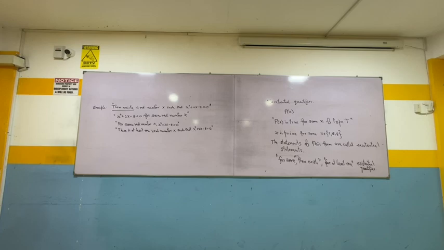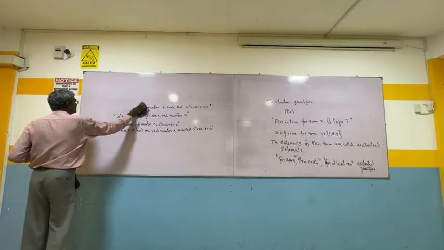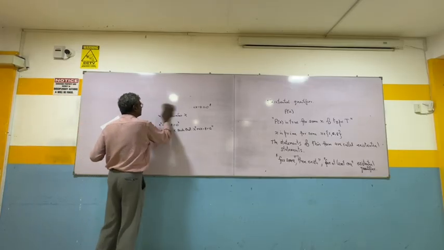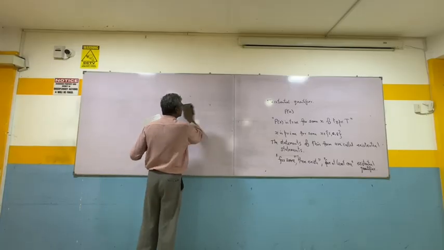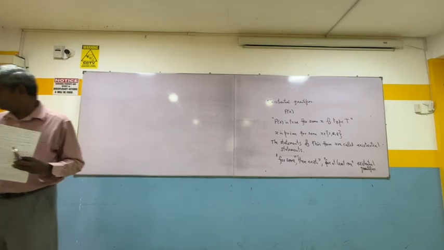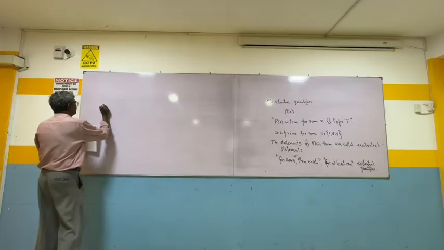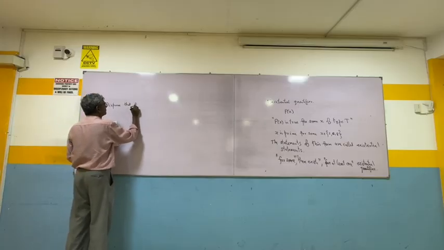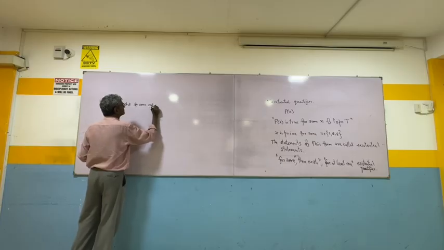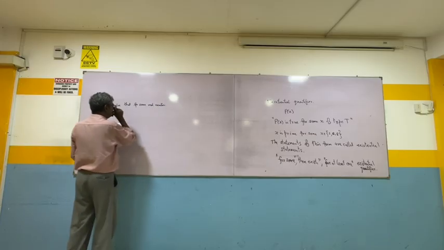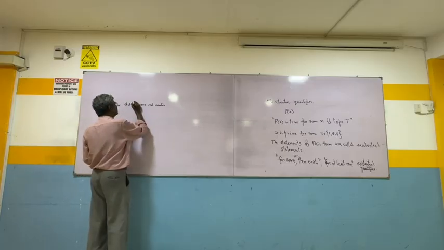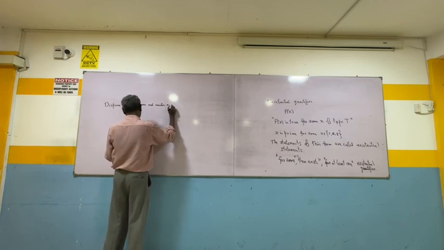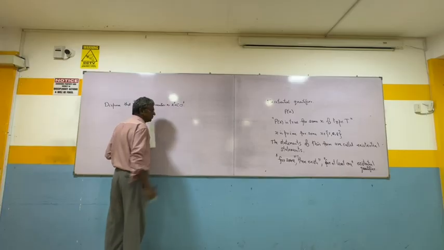Now here there is one. Disprove that for some real number x, x squared is less than 0. Let me write it on the board. This is a disproof. Disprove that for some real number x, x squared is less than 0. Our statement begins from here. I want to disprove this statement.